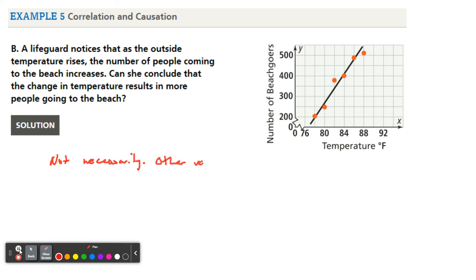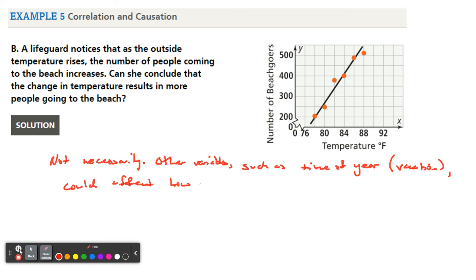Other variables, such as, and one they gave here was time of year, right? And again, the idea is when people go on vacation, right, during the spring breaks, during the summer months, right? So time of year could affect how many people go to the beach.